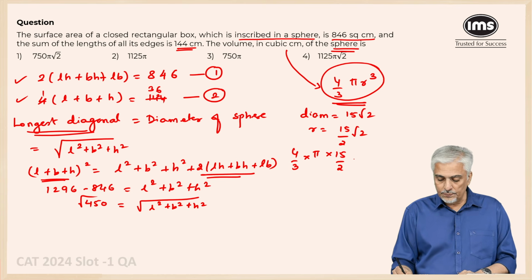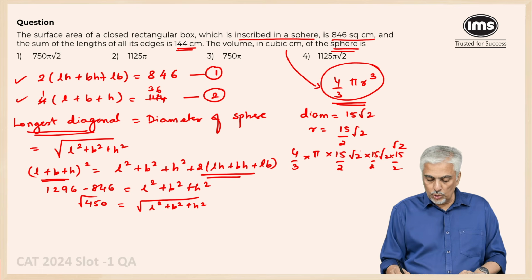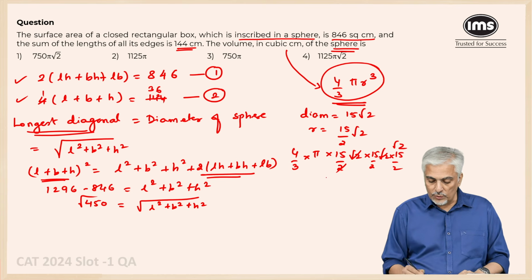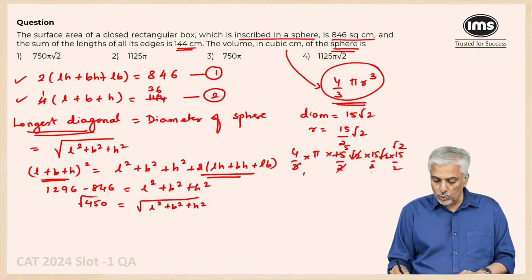15 by 2 root 2, the whole cube. So 3 times 15 by 2 and 1 more root 2. So root 2 into root 2 is 2. So 1 2 will cut out over here. 3 1s are 3, 5s are will cut out. 2 2s are 4 will cut out over here.